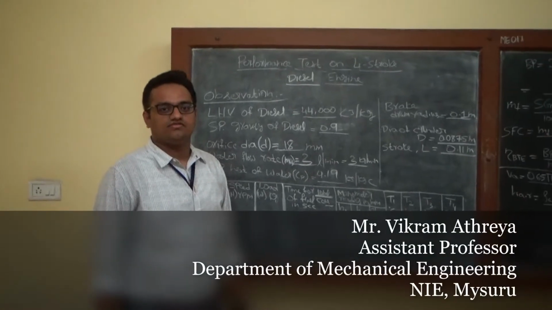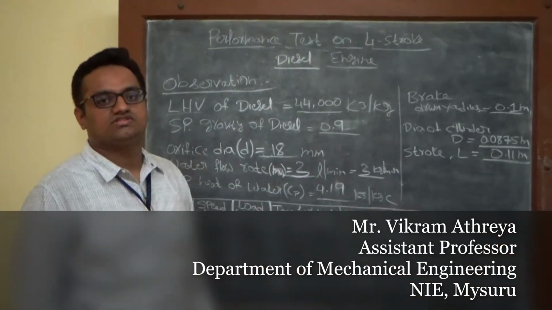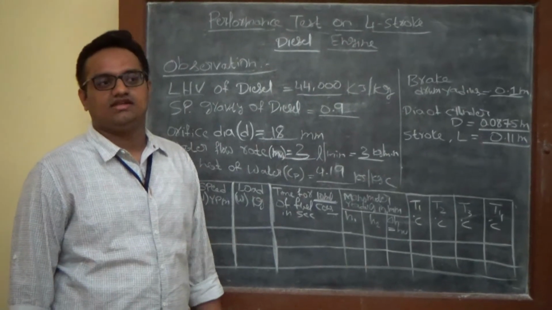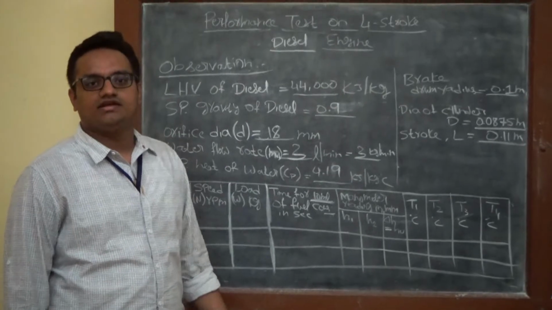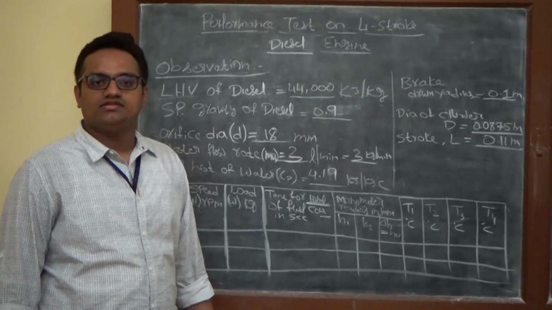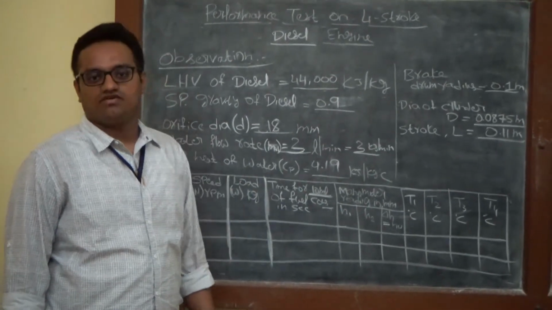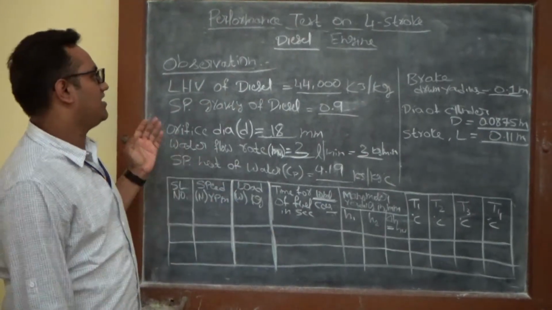In this session, we are having a performance test of a 4-stroke single cylinder diesel engine. It's a single cylinder diesel engine which works on CI technique, and it is connected to a mechanical loading system. This engine is a water cooled engine. Before we conduct any further experiments, these are some of the observations that have to be taken care of.